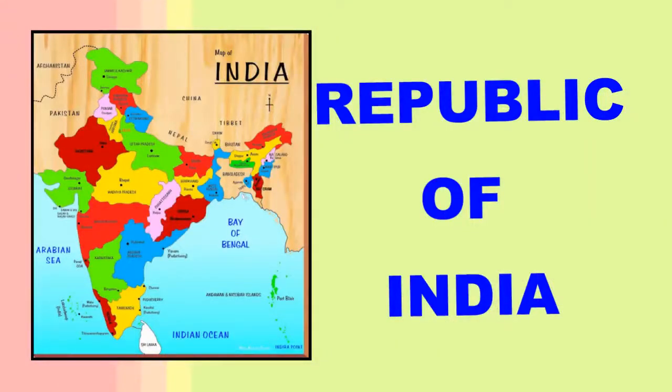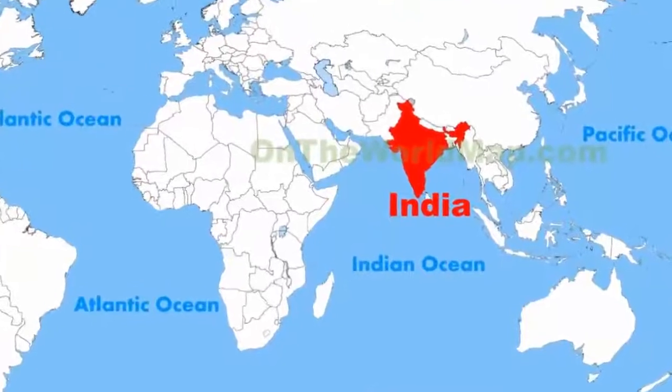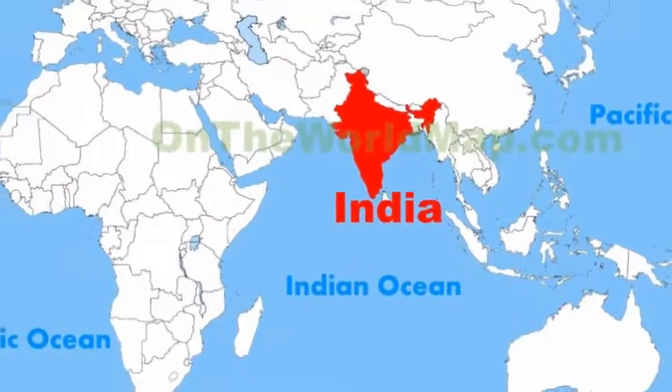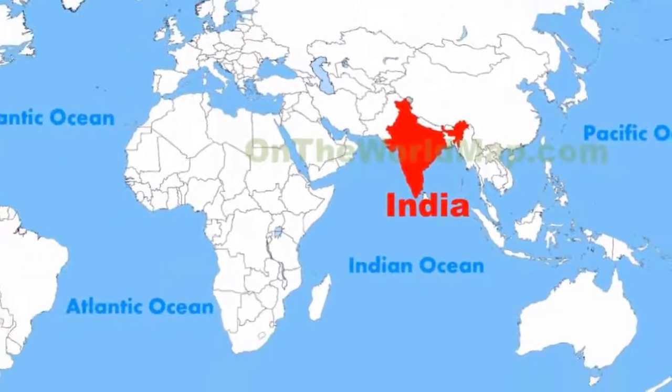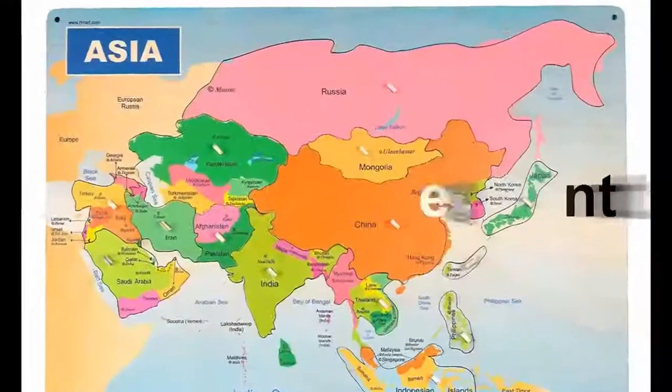The official name of our country is the Republic of India. India is the 7th largest country in the world after Russia, Canada, China, the USA, Brazil and Australia. India, after China, is the second most populous country in the world.